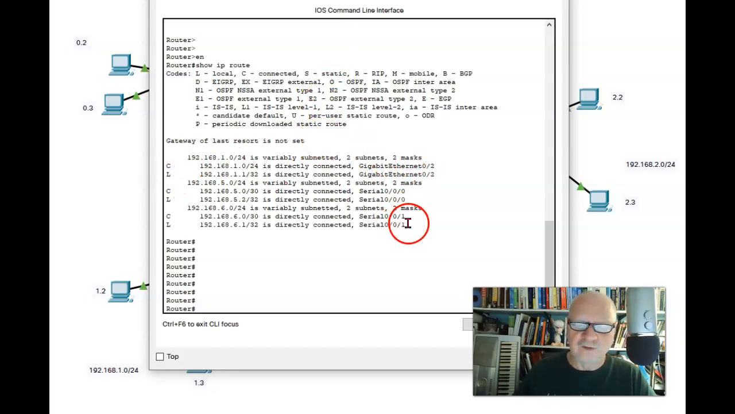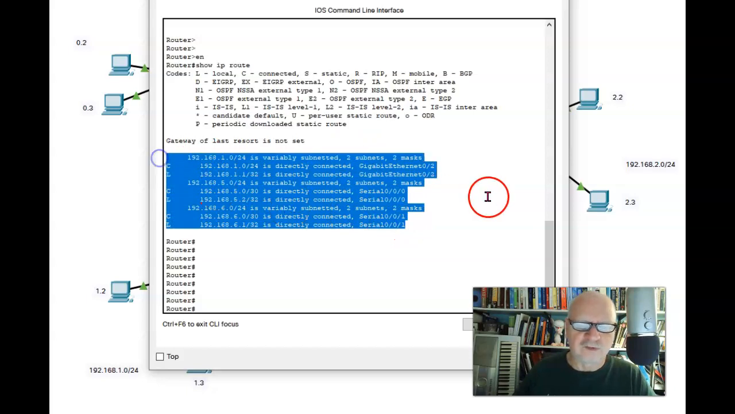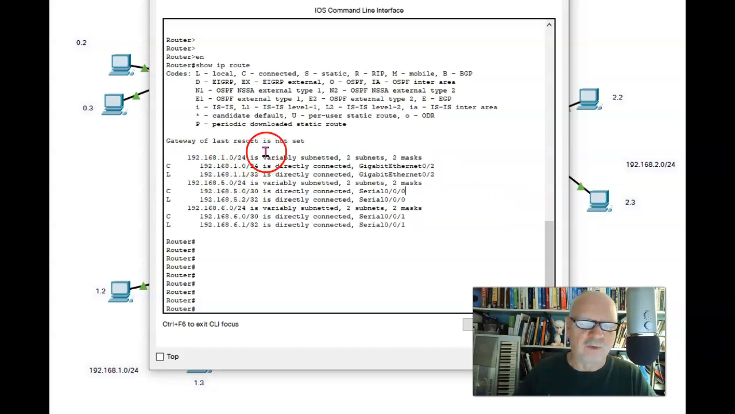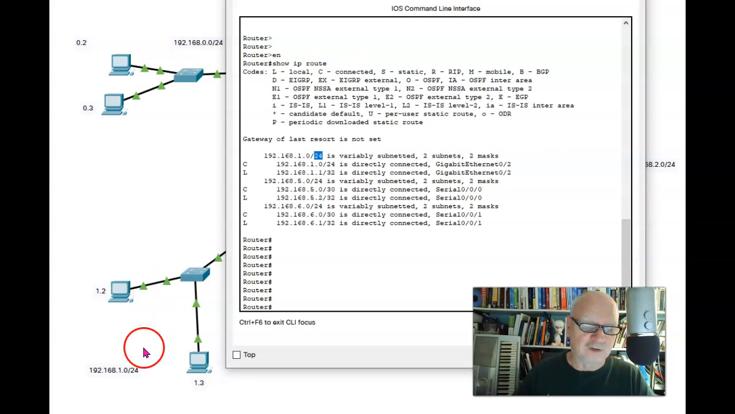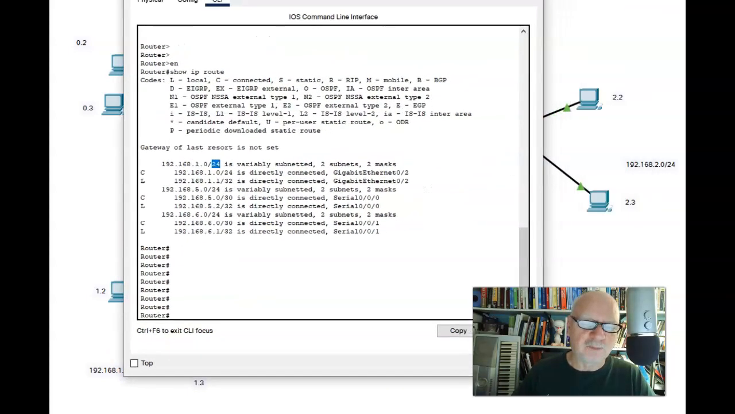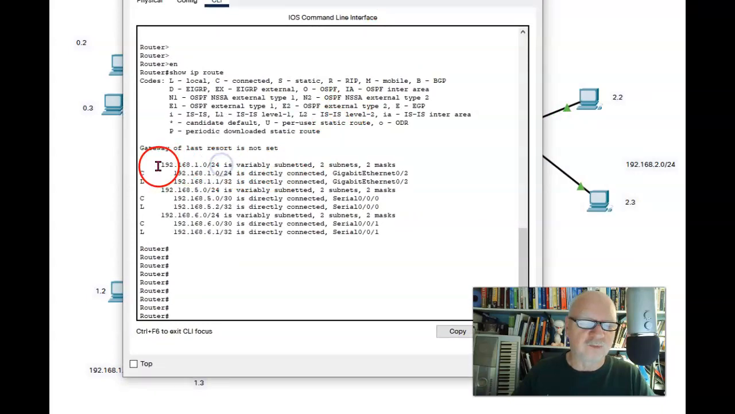Next, we have a series of, well, looks like a whole mess of stuff here. Let's see if we can figure out what this is. First of all, it says, well, what about this network here? The 192.168.1.0 network. And notice it put a /24 here. Well, it happens to be a /24, as I noted down here, but that's not why it put it there. It put it there because 192.168.1 is the classful /24, and it's saying it's being variably subnetted into two subnets.